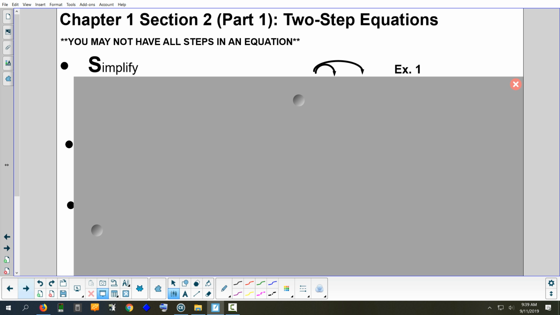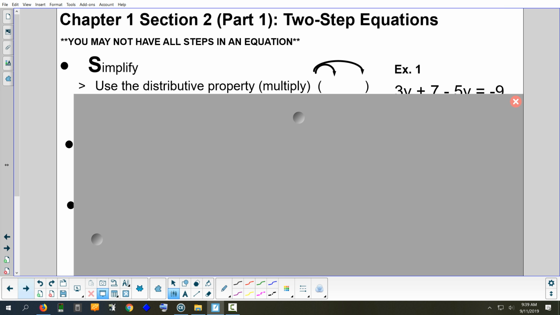You use PEMDAS when you're not solving an equation. When you're solving an equation, the order is a little different, and you'll see the difference. There are 2 things you have to do under simplify. I've got example 1 up there, but we're not going to do it yet. We'll come back. We'll do it after.